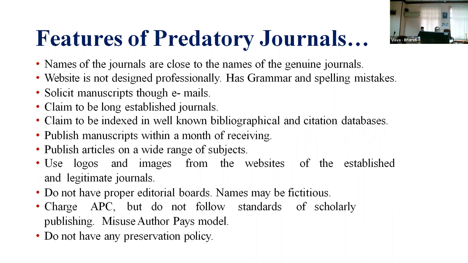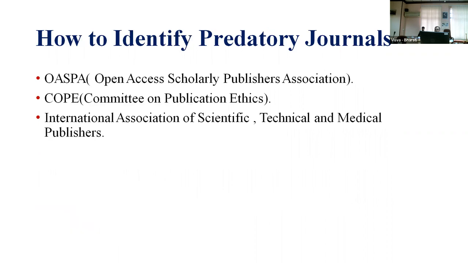They use logos and images from the websites of established and legitimate journals. This is copying, almost like the original. They do not have proper editorial boards; names may be fictitious. And they do not have any preservation policy, basically for archives. These are the features and categories of predatory journals, and how to identify them.